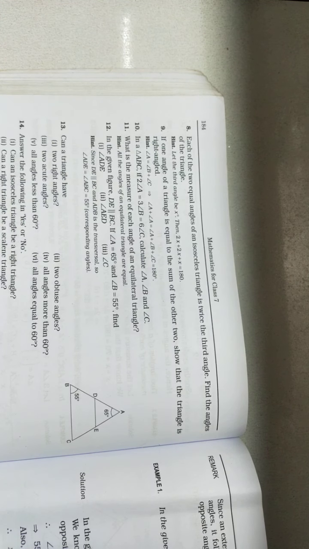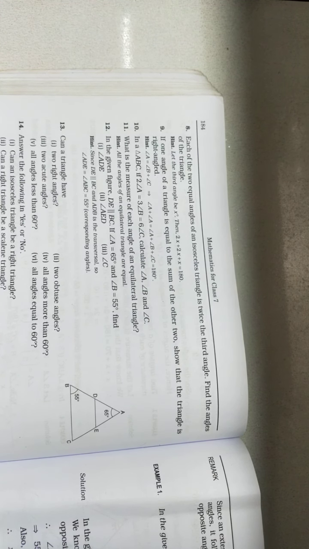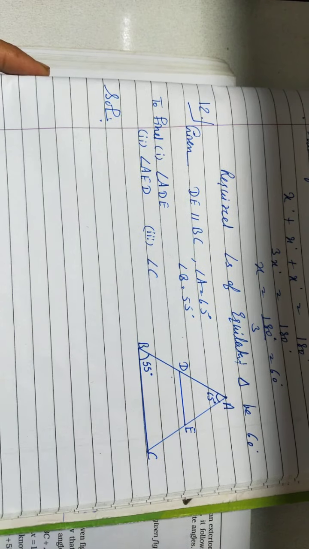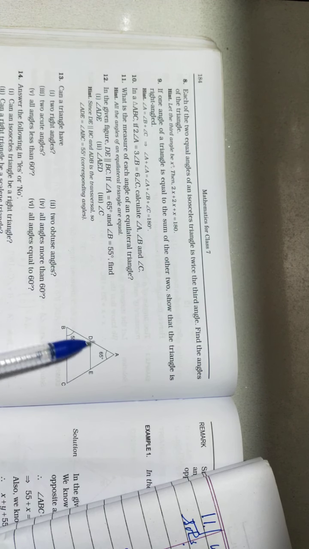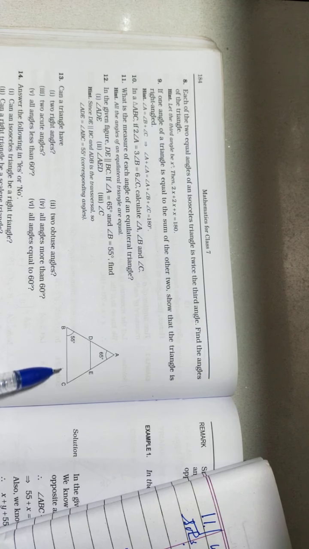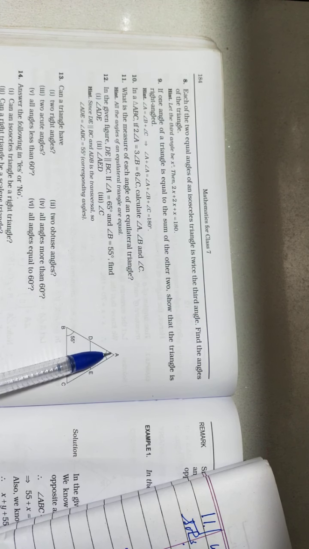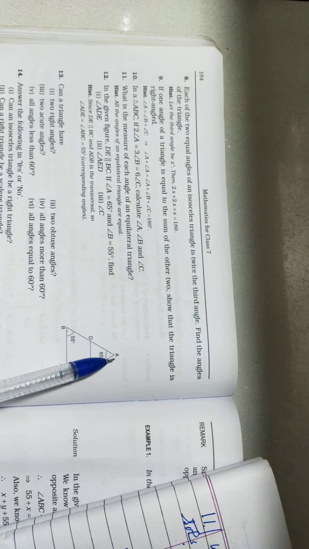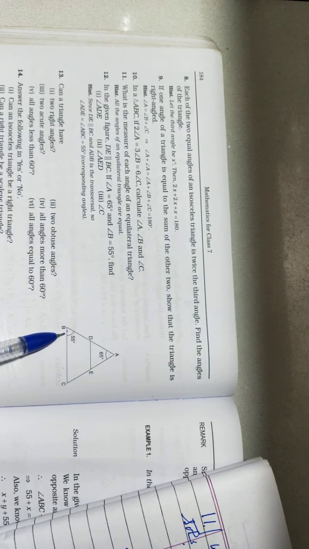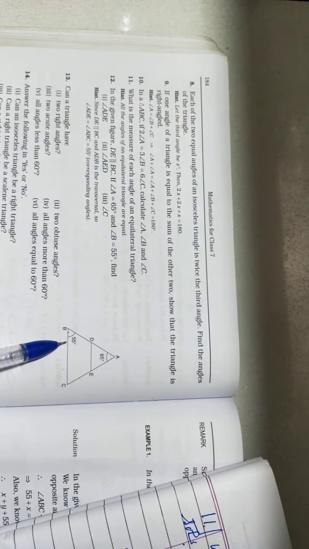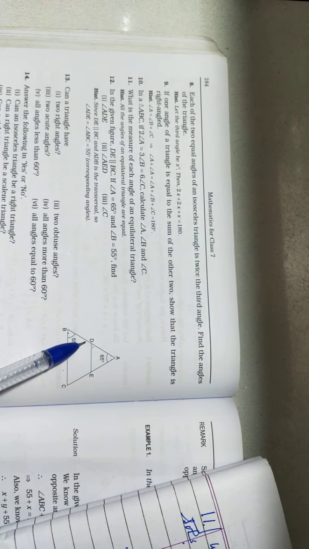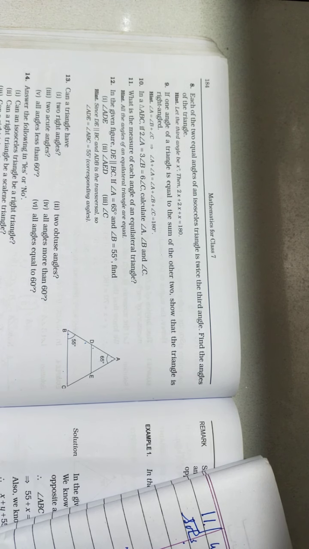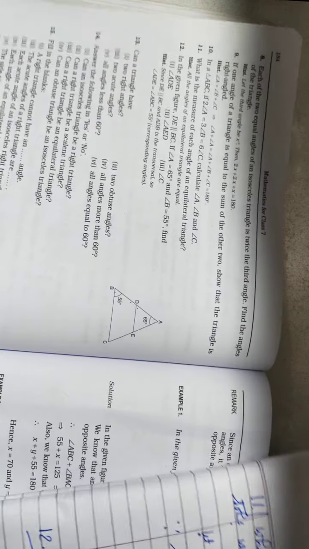Have a look at question number 12. In the notebook you have to do till question number 12 only. In question number 12 we have DE parallel to BC. In this figure you can see that in this triangle DE is parallel to BC. We have two measured angles: angle A measures 65 and angle B measures 55. We have to find these three angles: ADE, AED and the third one, angle C. Getting it?